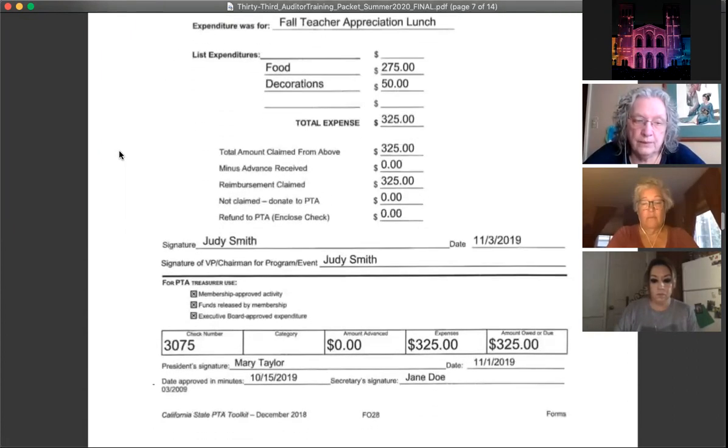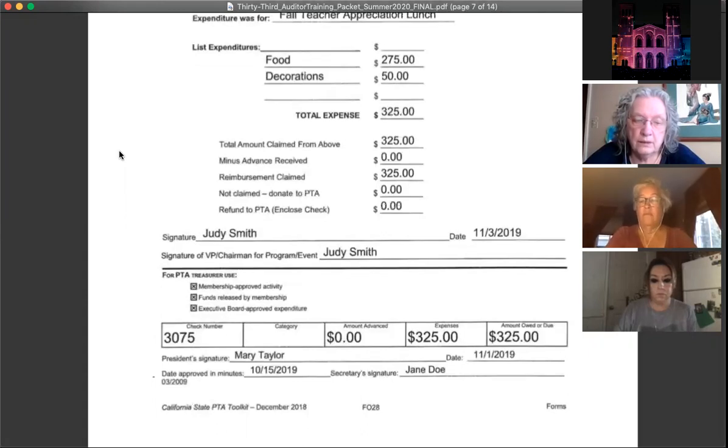Signature by the chairperson and the requester. The only required signatures on the check authorization form are the president, because they have to authorize the expenditure, and the recording secretary, because they will check off the membership approved activity and funds were released and executive board approved it according to the minutes, because they take the minutes and so they know if things have been approved.